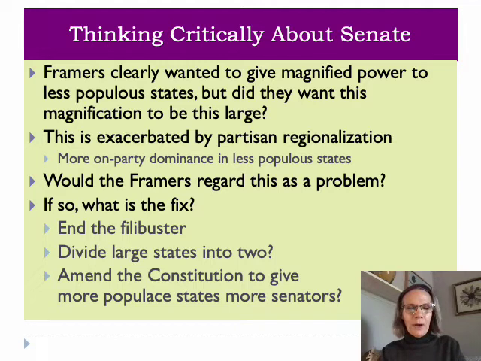It never went anywhere. If we wanted to give the more populous states more senators in order to sort of level the balance between the more populous states and the less populous states, to close that gap, you'd have to amend the Constitution. But there's nothing preventing the amending of the Constitution to give more populous states more senators. But just some things to think about as we're thinking about democracy and representation in the Senate.